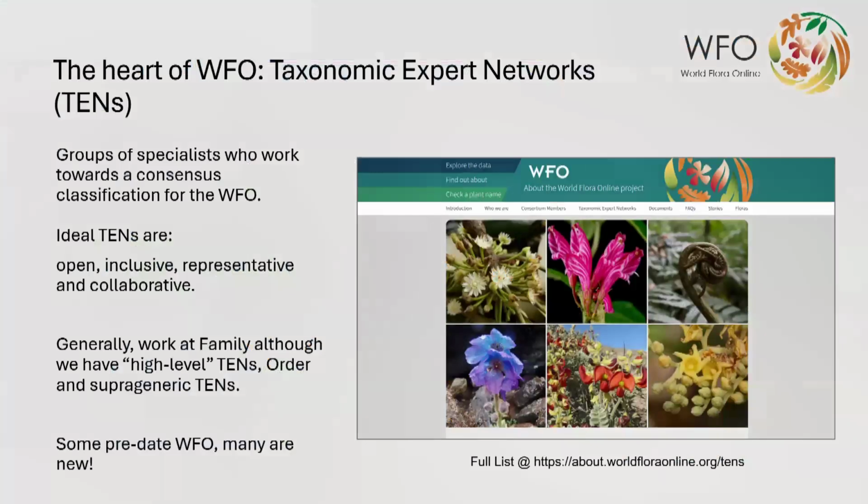But the heart of WFO is really our taxonomic expert networks, our TENs. These are groups of specialists who are working towards a consensus classification for the WFO. Ideal TENs are open, inclusive, representative, and collaborative. Generally, they work at the family level, although we do have some what we call high-level TENs, such as bryophyte, pteridophyte, and conifer TENs. Also some TENs working at the order level, like the Caryophyllales TEN, and other groups that are working below the family level on tribes or subfamilies.